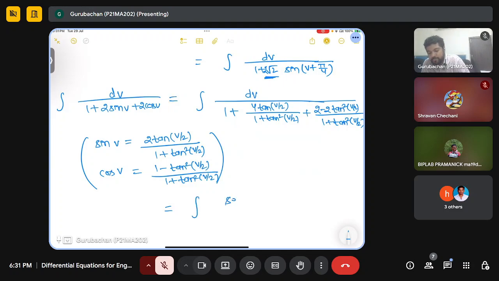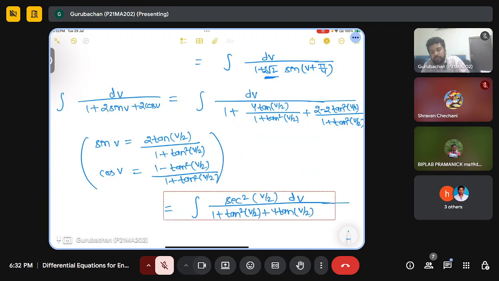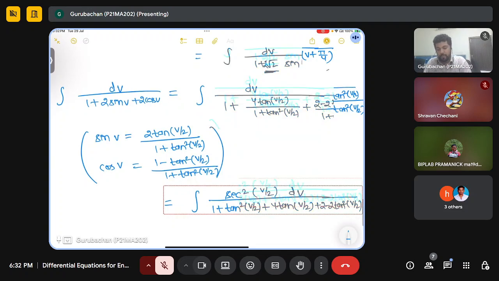So this will give you, and I have just skipped one step. I have taken the LCM and I have taken this denominator to the numerator, 1 plus tan square v by 2, which is nothing but equal to the secant square v by 2. And it will give you 1 plus tan square v by 2 plus 4 tan v by 2. Kindly let me know if I am missing some major steps that you are not getting, or if I am going too fast, then you can stop me and tell me so that I will go at slow speed.